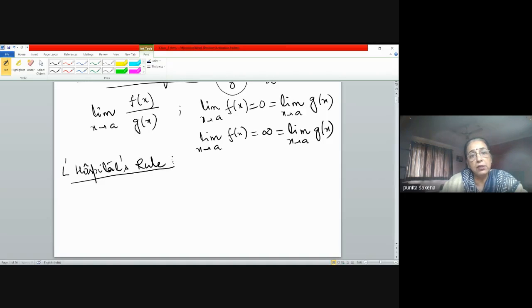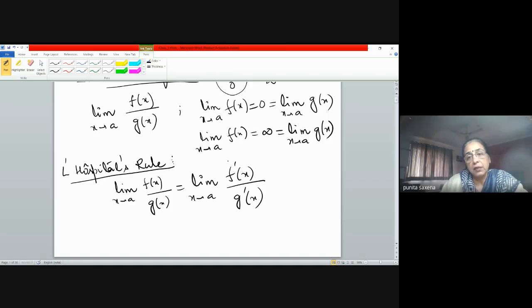Now what he said was that if this limit has to exist, and if it's a 0 by 0 form or infinity by infinity form, then the limit as x tends to a of f(x) upon g(x) is equal to the limit as x tends to a of f'(x) upon g'(x). That means you are not differentiating this rational function. You are differentiating the numerator separately, and the denominator separately. And the limit of this ratio will be equal to the original limit, provided the function that you started with is either a 0 by 0 form or infinity by infinity form.